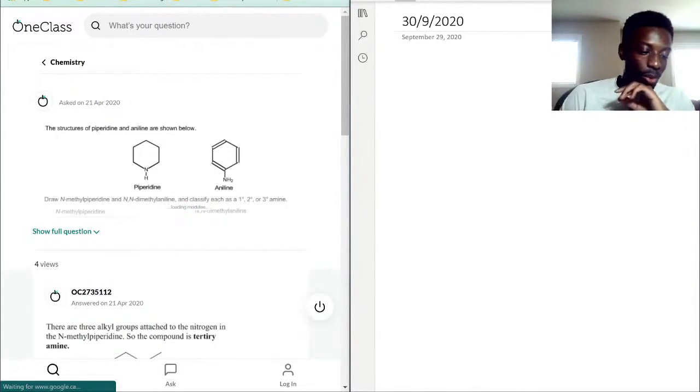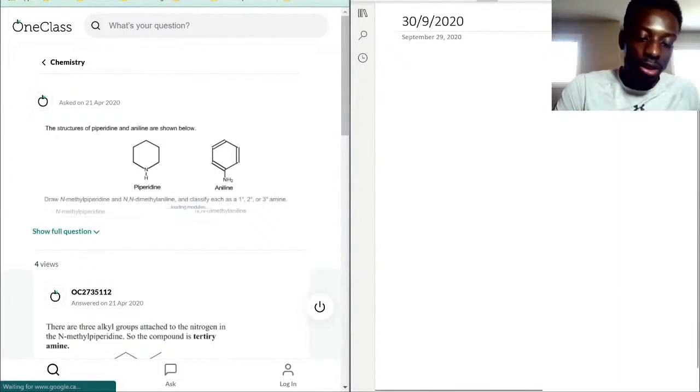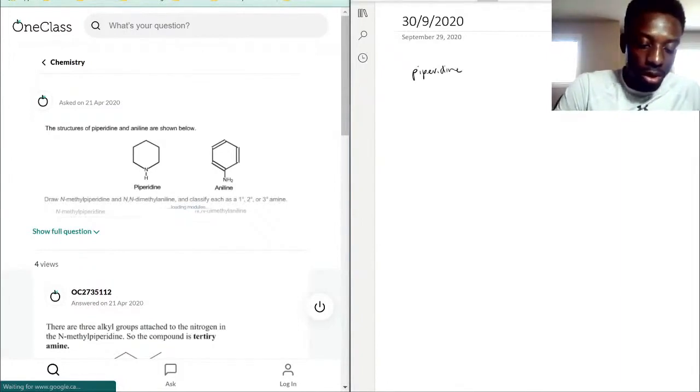Alright, so we have two structures here, piperidine and aniline. Piperidine is a 6-ring structure, and I would call it a carbon ring, but the only thing is that the nitrogen is just snuck right in there, so I can only say 6-ring structure. And as the last piece, it's a hydrogen. Okay, that's piperidine. My picture may not be as nice as that one, but it does its job, hopefully.